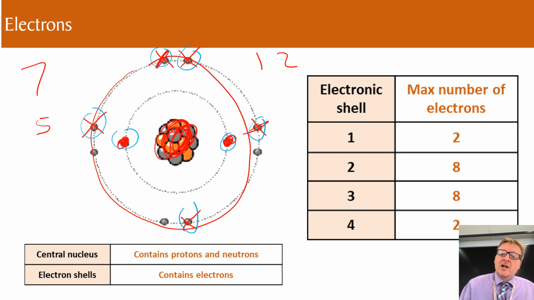The second shell will take a maximum of 8. Once it gets to 8, it's full. The third shell will also take a maximum of 8, then it's full. And once that's full, you get to a fourth shell. On my diagram here, I've got 2, because that's calcium. Calcium is the biggest one you're probably ever going to get to draw. Realistically, in the fourth shell, you can actually have a maximum of 18.